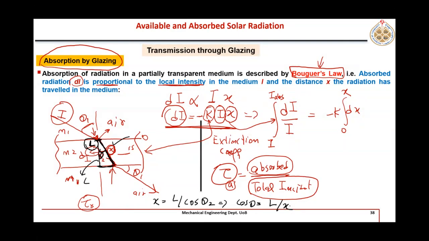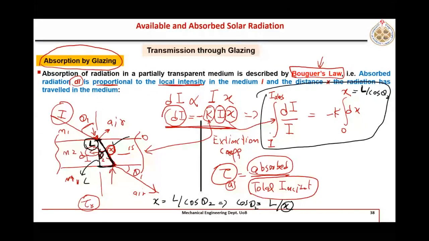So from here, I can write the equation of x. So I can replace this x is equal to L over cos θ2, because θ2 I can find out from θ1 from Snell's law. L is the total thickness of that glass cover. Okay, so now if we solve this equation, this term is representing transmittance, because that is actually the I which is absorbed divided by total I.